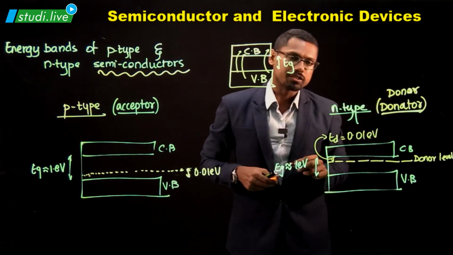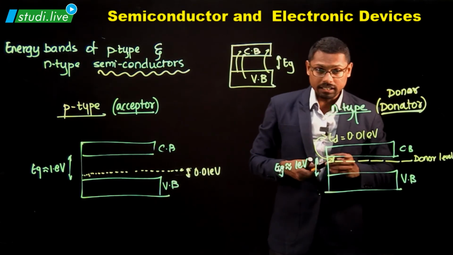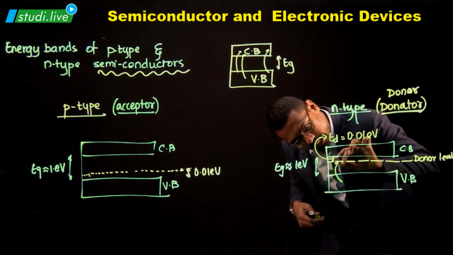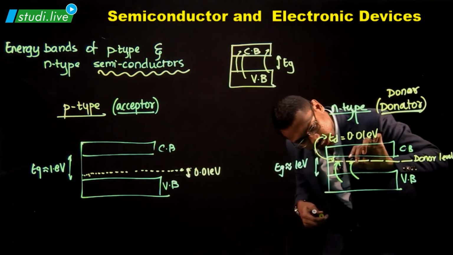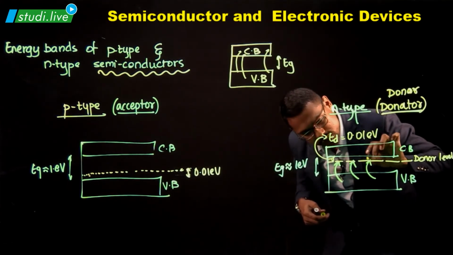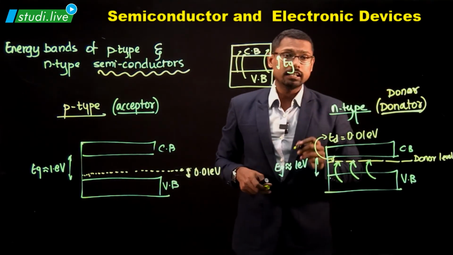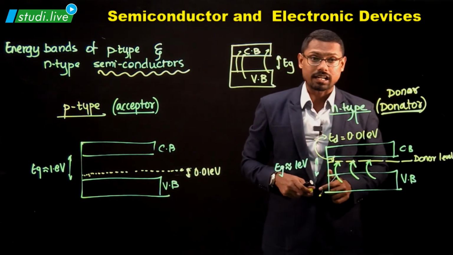0.01 electron volts. So now when I talk about an electron, my electron has to move from the valence band into this donor level. It doesn't have to go towards the conduction band. It need not reach the conduction band. It can stay at the donor level and then conduct electricity.